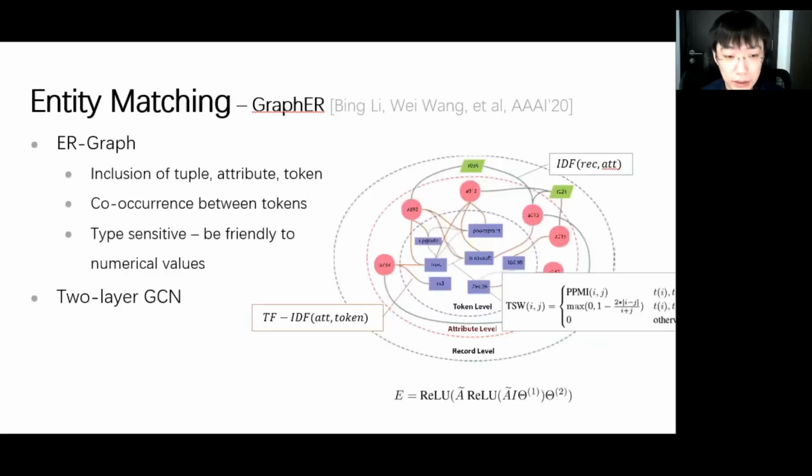Firstly, GraphER builds an ER graph that links tuple, attribute, and token together. The edge weights are assigned with IDF between the tuple and the attribute, and TF-IDF between attribute and tokens. The tokens co-occurring in the same sliding window are also linked, and this step is to mimic the behavior of the conventional skip-gram model. The edge weight between the co-occurring tokens is assigned depending on their data types, for example, whether they are textual or numerical. Then we apply a two-layer GCN to get the embedding.